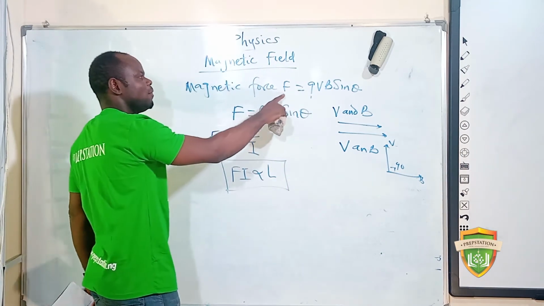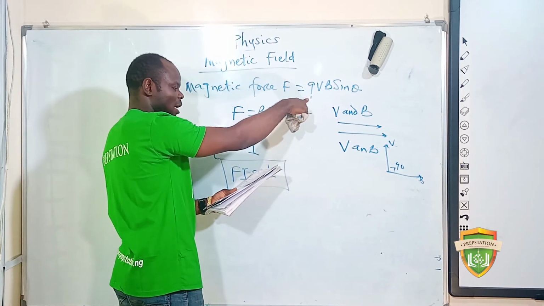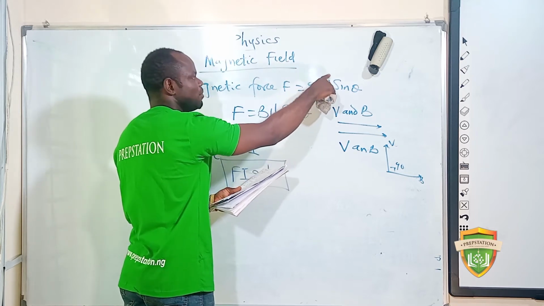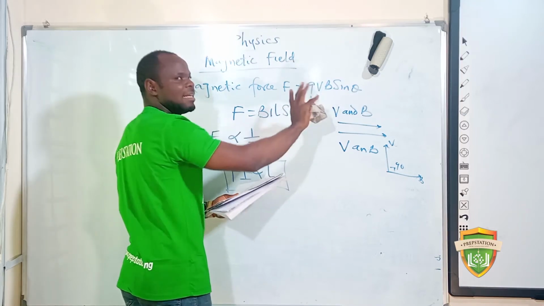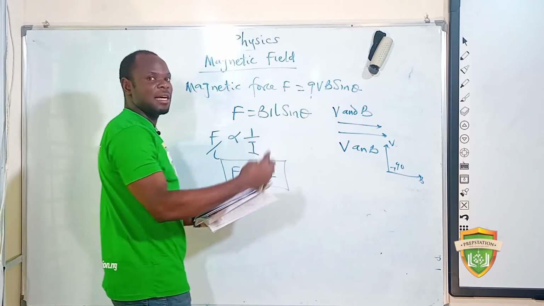Take note, your magnetic force is QVB. Q is the quantity of charge, V is velocity, and B is the magnetic field. Please take note: magnetic field is measured in Tesla. That's the unit of magnetic field, or Weber per meter square.